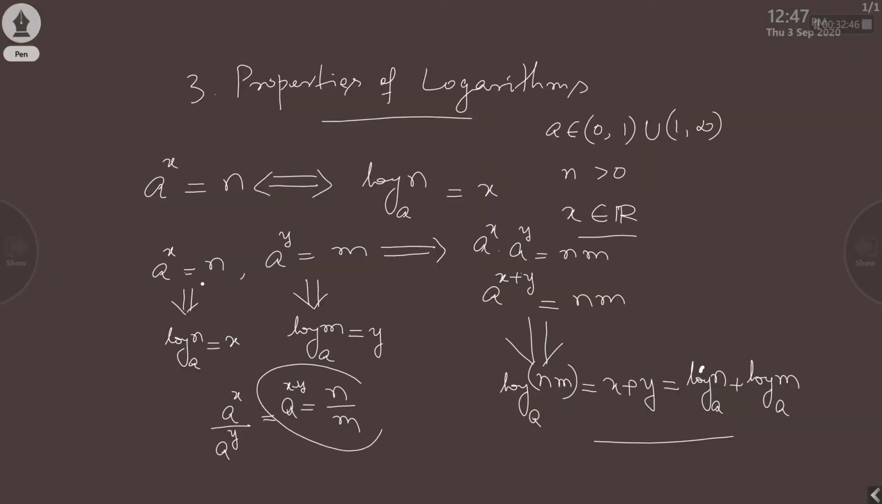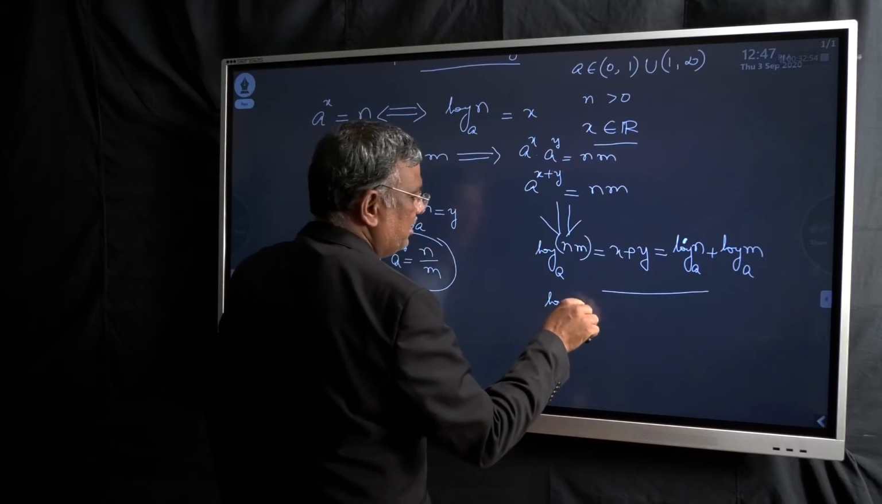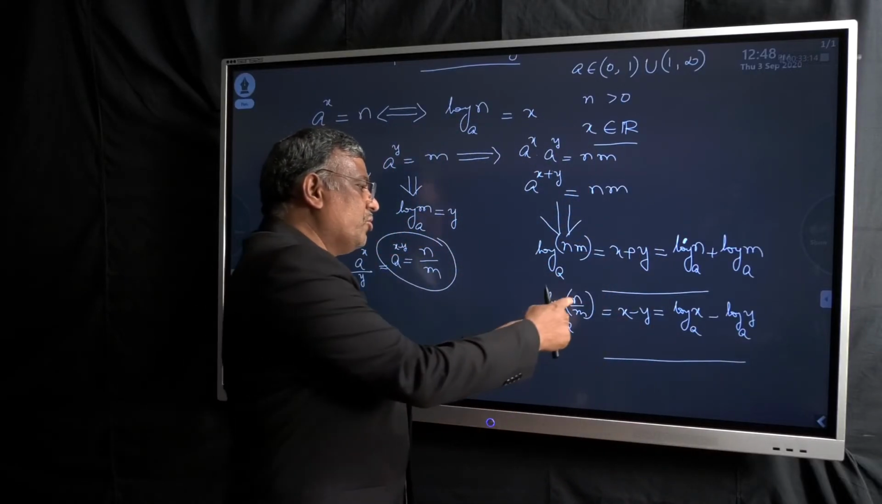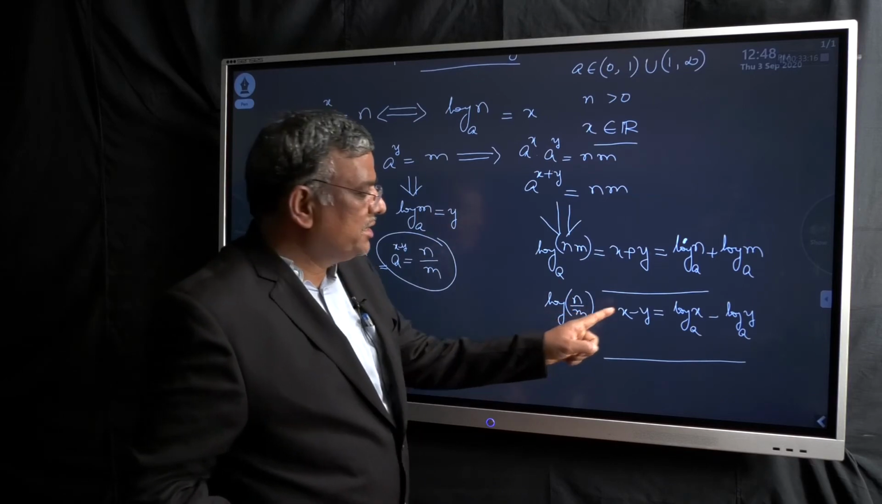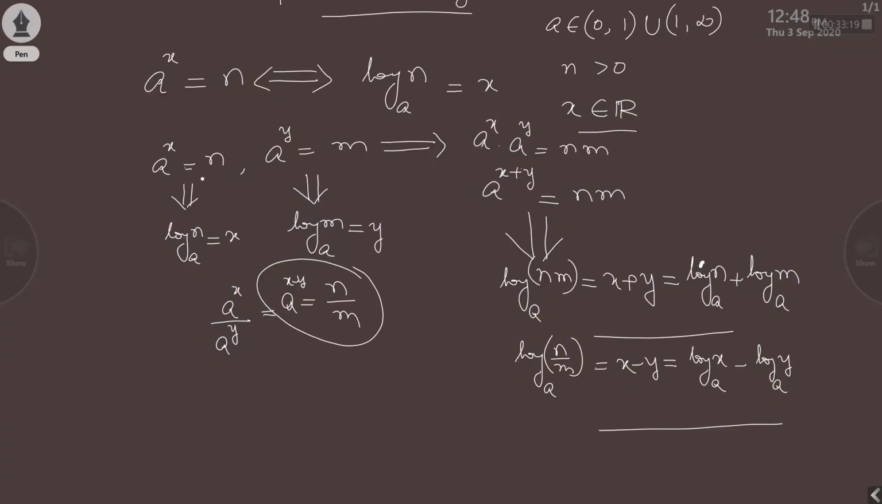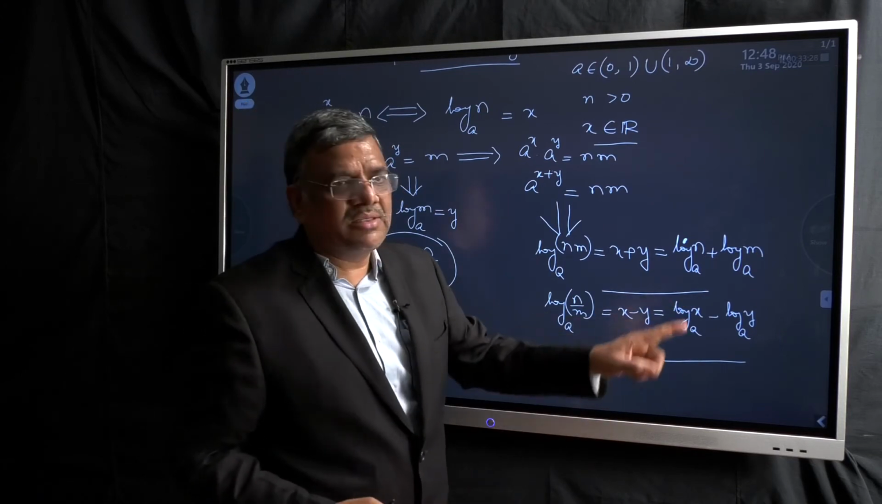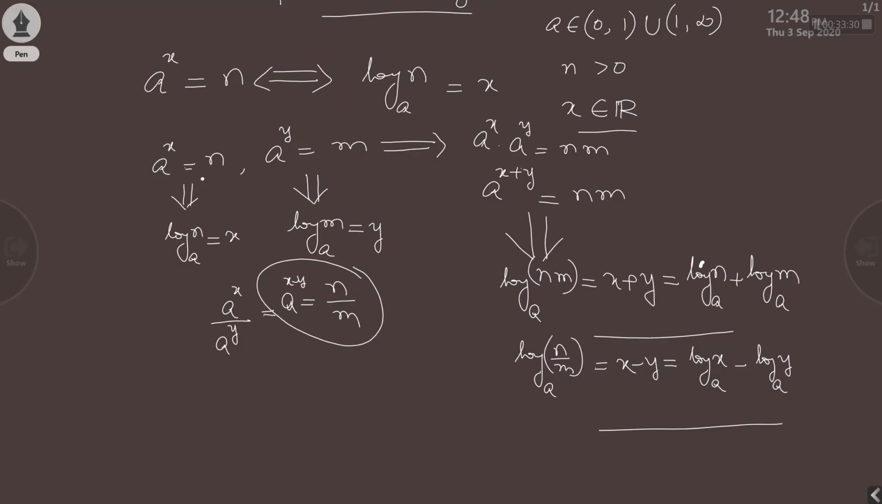From this part, apply the logarithmic definition: log of n by m to the base a is x minus y. This is log x to the base a minus log y to the base a. That is, to get the division of two numbers, its corresponding logarithms must be subtracted, right? So that is exactly what we are going to do in the coming time, all right?